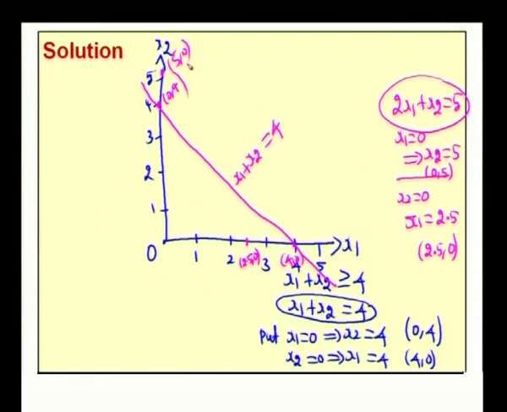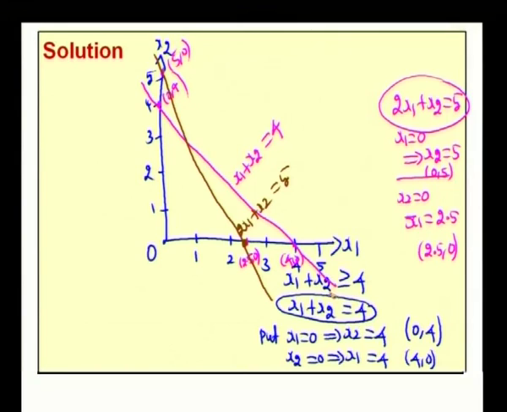Now, by joining these 2 points, we are getting this curve. This is nothing but our curve 2x1 plus x2 equal to 5. Therefore, by temporarily ignoring the inequality sign of the constraints, by considering equality of those two set of constraints, we plot the curve in the graph.